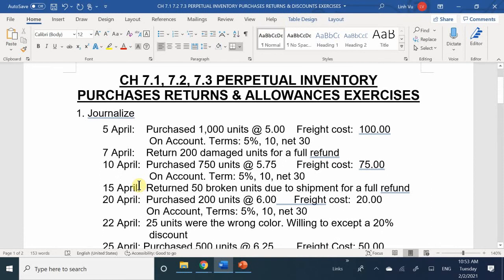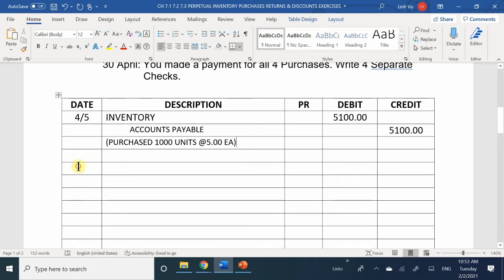So then on April 7th, you decided to return 200 damaged units for a full refund. Okay. So how are we going to journalize this on April 7th? Accounts payable. Good. We're going to reduce our liability that we owe, or our bill in this case. And then what is our credit going to be? Where are we taking this out from? Inventory. Yes, because we're essentially returning our items.